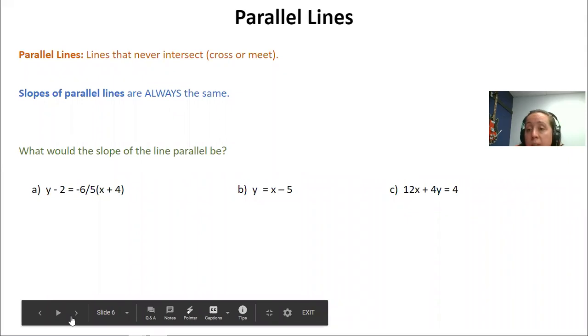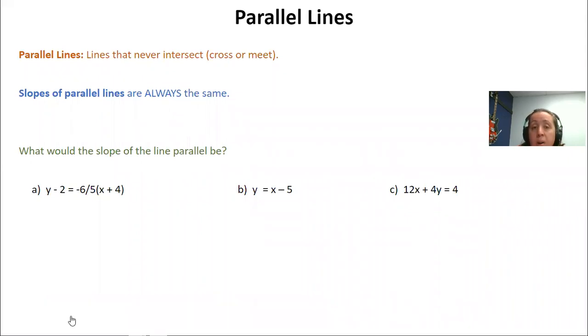Okay, so let's review talking about parallel lines. Parallel lines are lines that never, I can't dance. I can't. Not at all. I cannot. Like a chicken, is that if you do the chicken dance though?